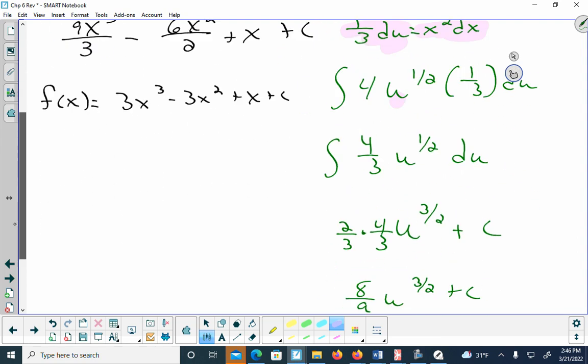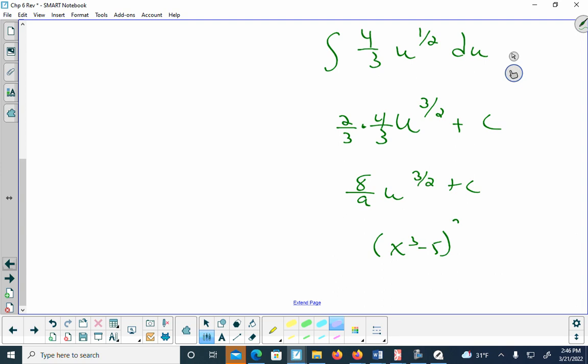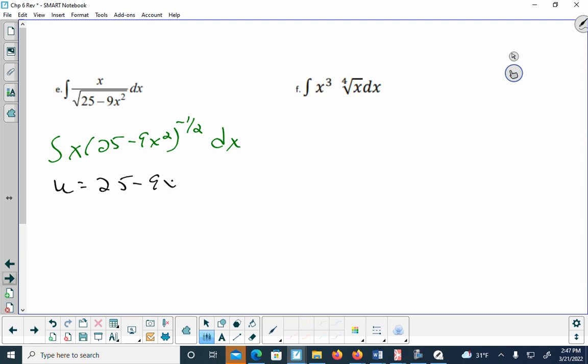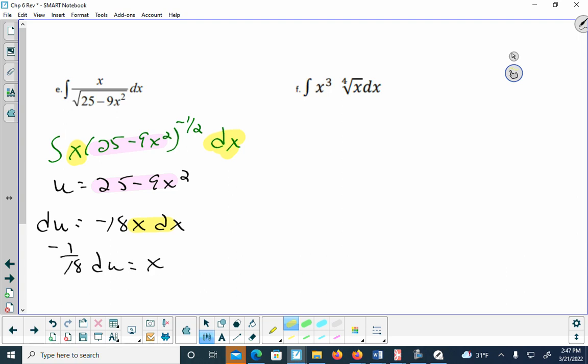Rewriting with the x, I'm going to rewrite that again, and I'm going to have x times 25 minus 9x squared to the negative 1/2 power. I realize that I'm going to have to do substitution, so I'm going to say u is 25 minus 9x squared. The derivative of that u is going to be negative 18x. When I highlight what I have as my u, and then I have x dx, here's my x, here's my dx. So I'm going to make negative 1/18 du equal to my x dx.